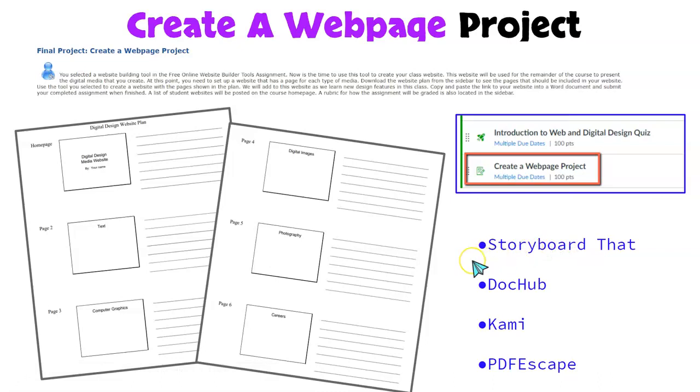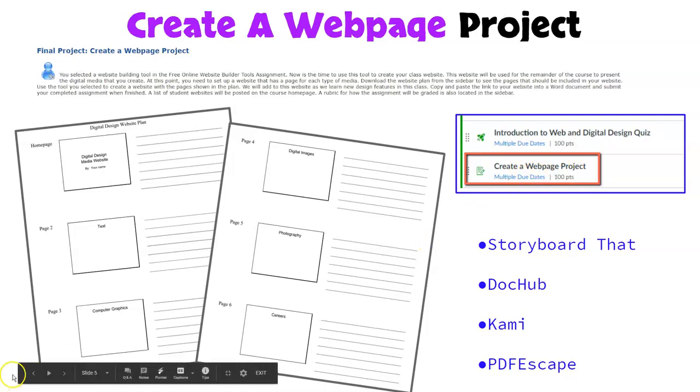Remember, in order to access your Dropbox, where you turn in your work, you will need to go to the modules tab in Canvas, locate the name of the module, and then locate the assignment or project here, and that's how you're going to turn in your work.